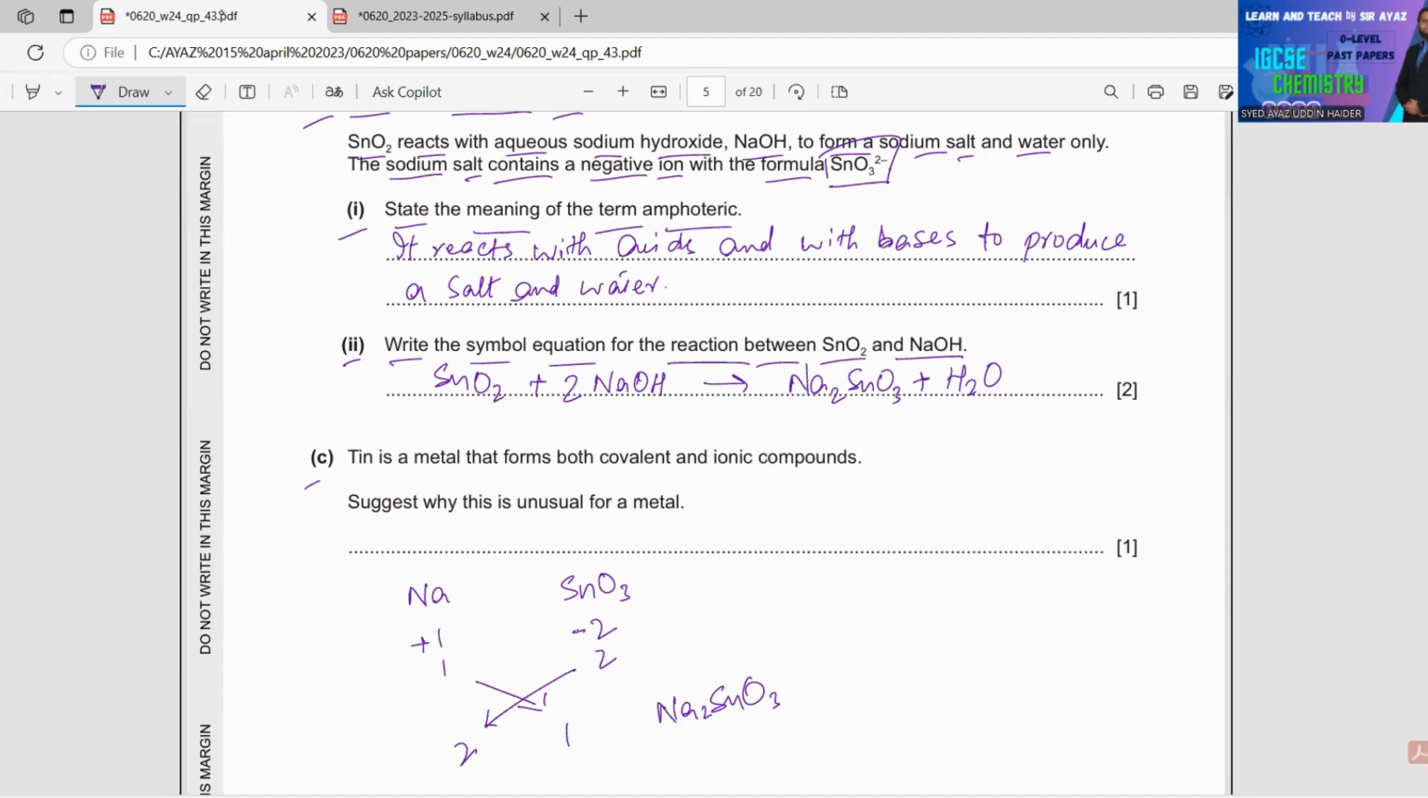Moving to the next part, which is part C. Tin is a metal that forms both covalent and ionic compounds. Explain why this is unusual for a metal, because metals, they form ionic bonds or ionic compounds only.